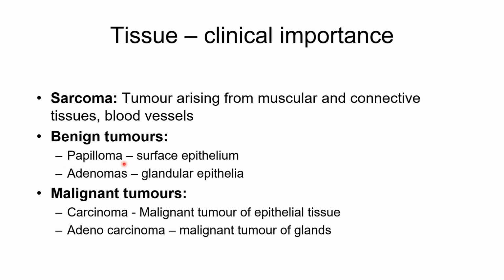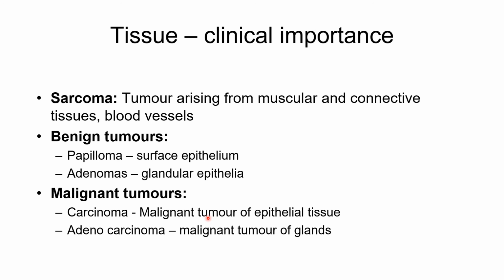Papilloma, which arises from the surface epithelium. Then there are what are known as adenomas that originate from glandular epithelia. There are malignant tumors. There is what is known as carcinoma, which is a malignant tumor of epithelial tissue. There is adenocarcinoma, which is a malignant tumor of glands.